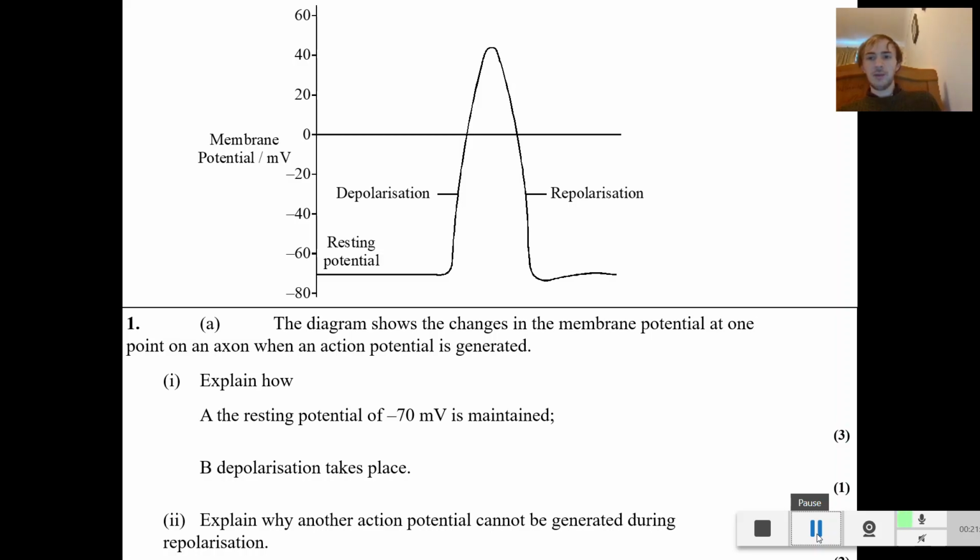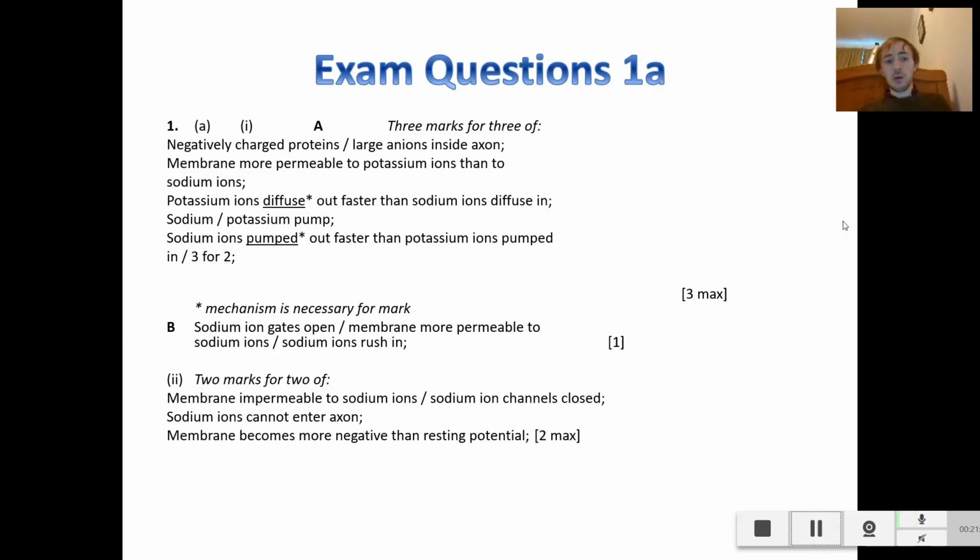So, let's have a look at the answers for this one. The mark scheme for this one is slightly odd. Broadly, we need to have the general idea that there are proteins inside that are negatively charged. That's quite a nice, simple idea that's always true. The membrane is more permeable to potassium ions than to sodium ions. For that, you could talk about potassium leak channels, and I would, and you would get the mark for that. So that's basically the same thing. It's saying more channels for potassium than for sodium. Potassium ions diffuse out faster than sodium ions diffuse in. To be honest, there's not a huge amount of sodium ions diffusing in. There are very, very low levels, so that's definitely true.